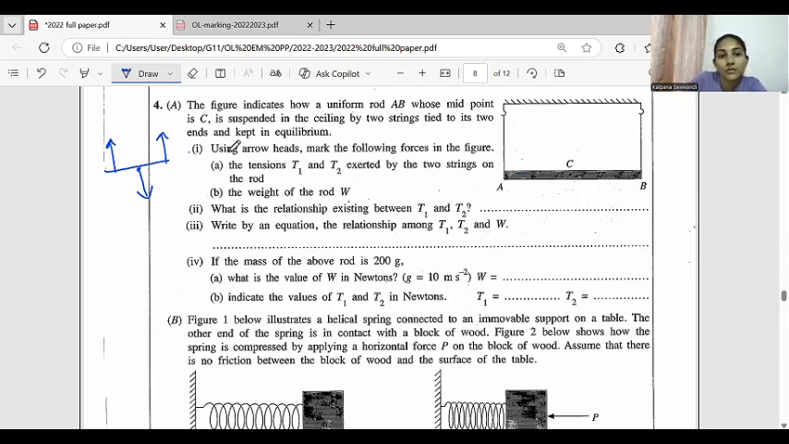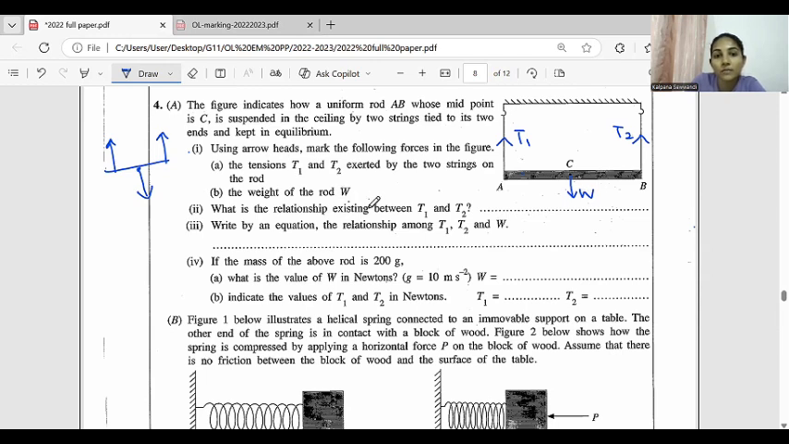The first question, using arrowheads, mark the following forces in the figure. The tensions T1 and T2 exerted by two strings on the rod. T1, T2. And the weight of the rod is acting from the midpoint of the rod, that is W.